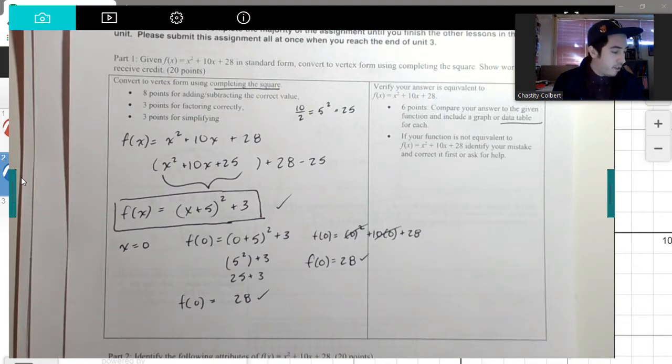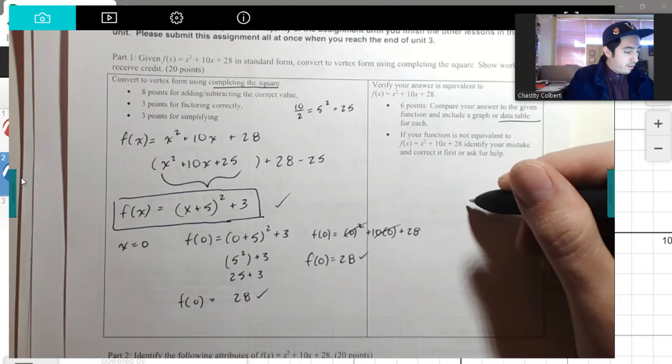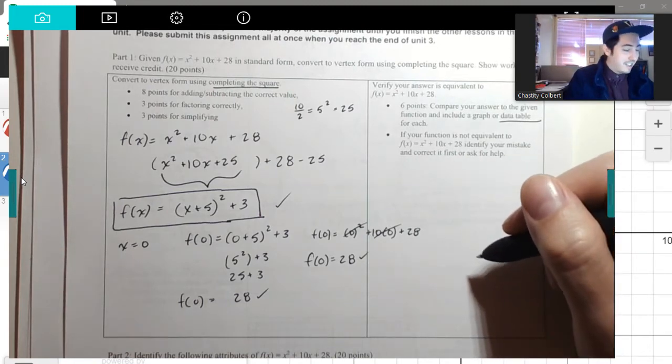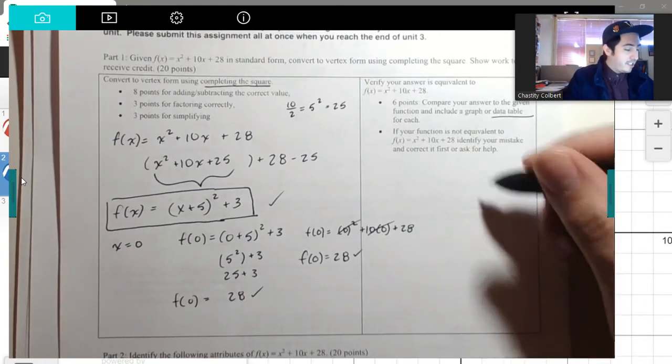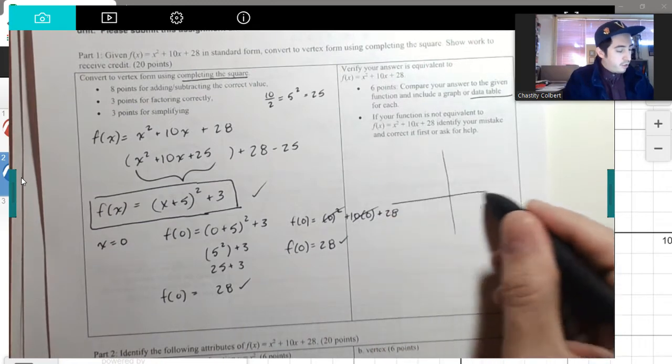So there's some points there. If you wanted to graph it, you could graph. You're going to graph both. I don't know how else to verify it other than that, you graphed it. Here, just for the graph, you want to graph it. It's not that hard to graph this one. You put it in vertex form.